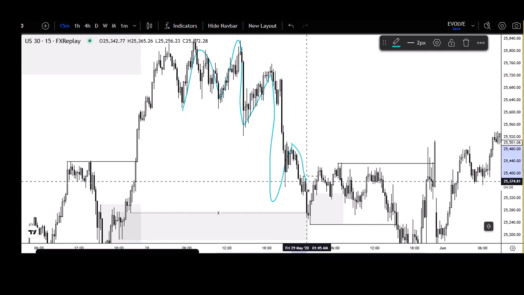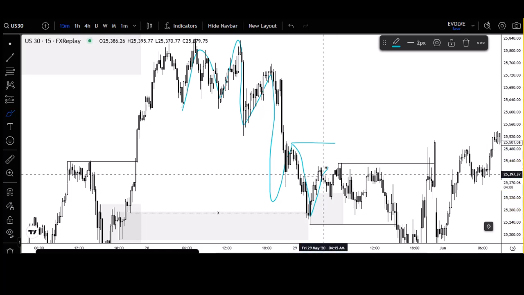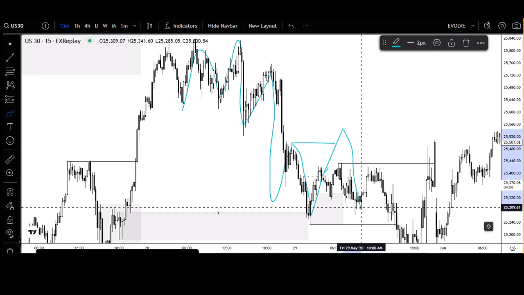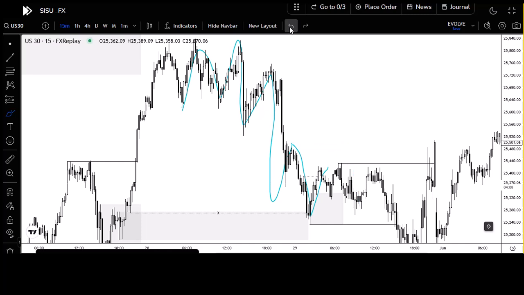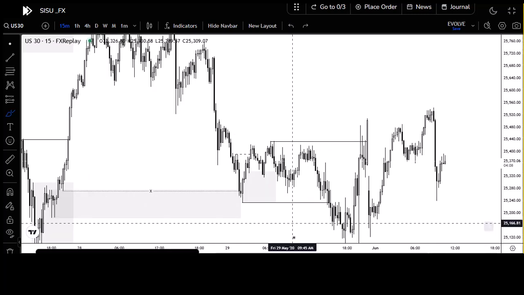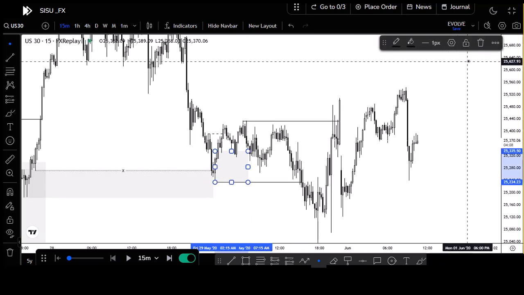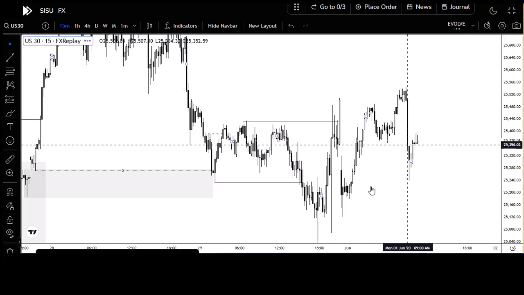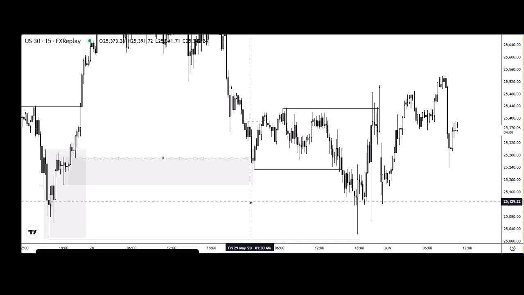At least if you want to look for an entry model, you will let this particular zone get taken out first. You see something like this, then you can look for your entry model, or you take entry directly from here. So you take entry directly from there. So now the zone has failed, the internal order flow continues, and now the order flow has shifted bullish back. It has shifted in your favor, and we are still within that demand zone.